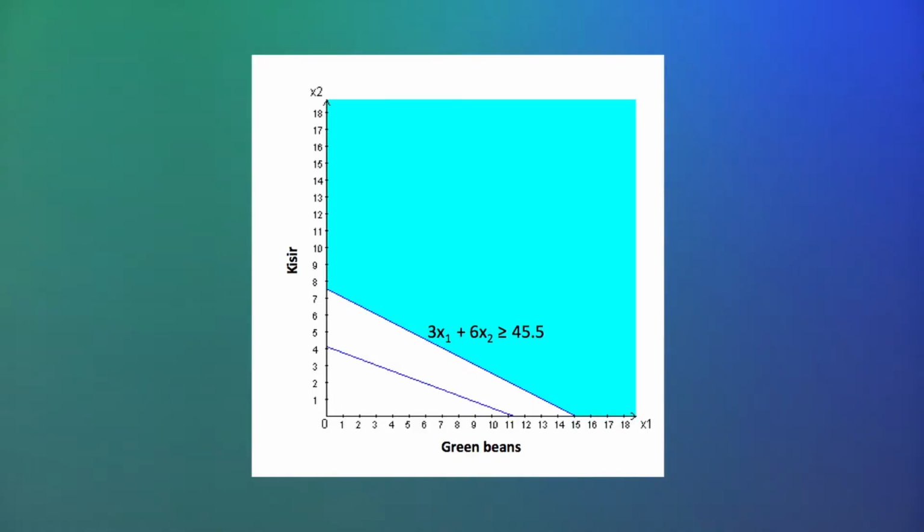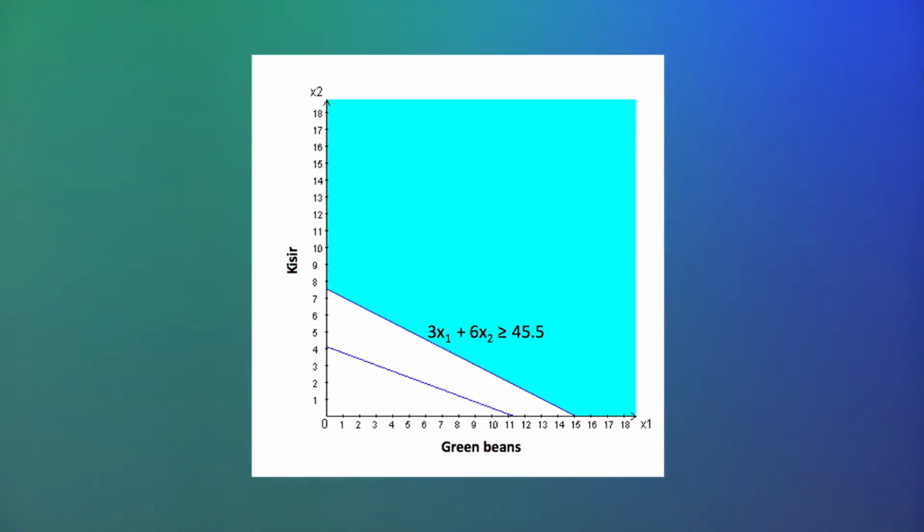Similarly, for protein, one serving of green beans contains 3 grams of protein and one serving of kısır contains 6 grams of protein. And it should be less than 45.5. Hence, the limitation on protein should be 3x1 plus 6x2 greater than or equal to 45.5.